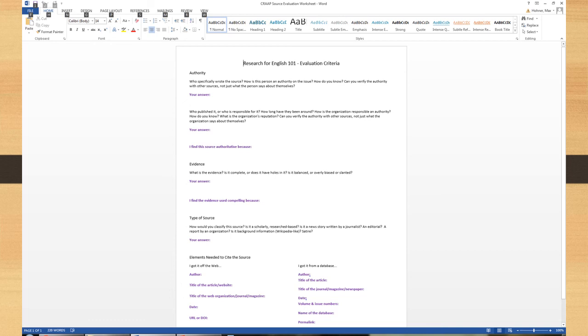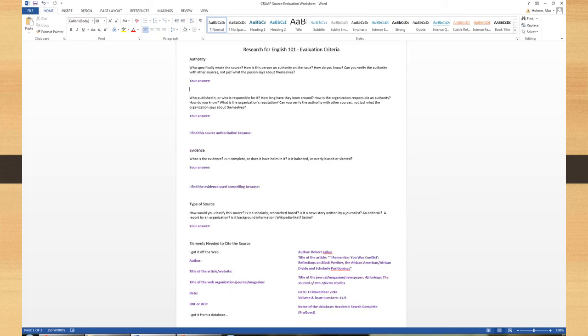All right, so for this source, if you look on this screenshot down to the purple in the bottom right, well, I should have made the text a different color. If you look to the purple in the bottom right, you'll see it's called "I Remember You Was Conflicted: Reflections on Black Panther, the African American / African Divide, and Scholarly Positionings." It's by Robert LaRue. It was from Africology: the Journal of Pan-African Studies.